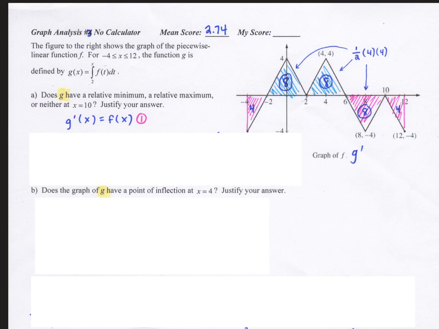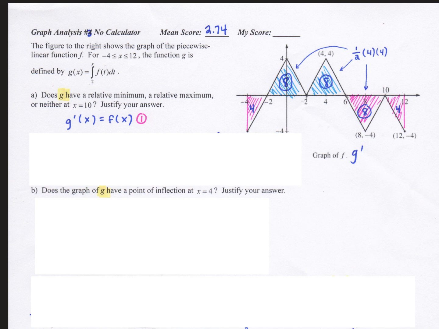Graph analysis number 3 is a no calculator question in which the mean score was 2.74. And in this question, we are given g of x defined as an integral of f, and over here we're given the graph of f. Part A is asking if g has a relative min, max, or neither at x equals 10.